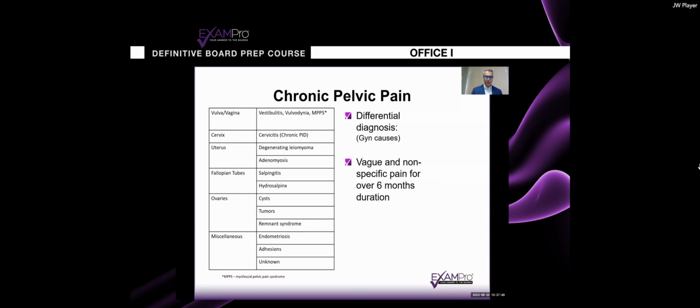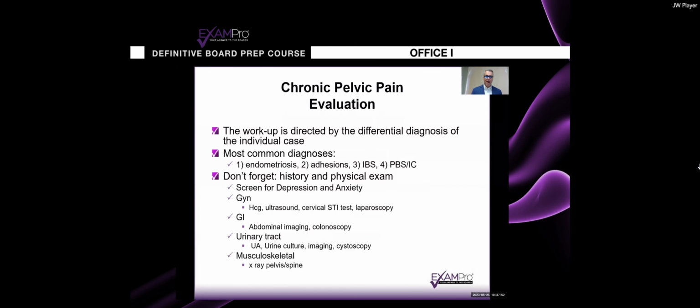I'm going to move ahead for a second because we're going to talk a little bit about the differential diagnosis. First, the most common diagnoses you're going to entertain or see with chronic pelvic pain tend to be endometriosis, adhesions, irritable bowel syndrome, and painful bladder syndrome. So just keep that in mind. And of course, during your exam, the workup will gradually evolve based upon your history, your physical exam findings, the initial tests you decide to order, et cetera.